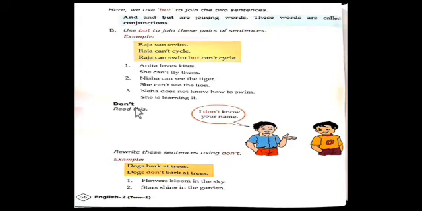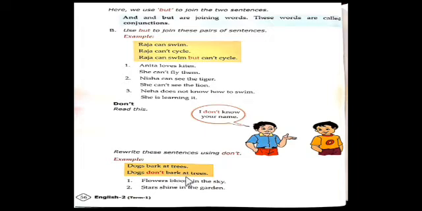Here is the usage of don't. The word don't we use to give negative sentences or negative opinion. For example, I don't go to school, you don't do homework, they don't play. Here the word don't we use after the plural nouns or pronoun.